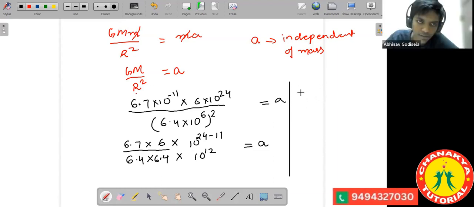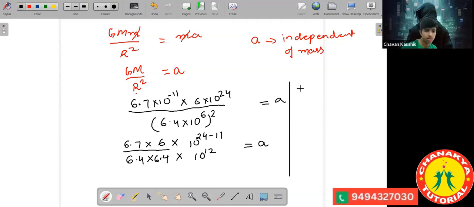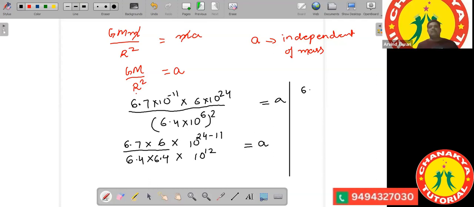The value is 9.8, right? Yeah, we know that the value is 9.8, but are you getting the same value by calculation? Yes, sir. Wait. Okay, so calculate it and check. You'll see you get 6.7 into 6 divided over 6.4 into 6.4, multiply, you have 10.